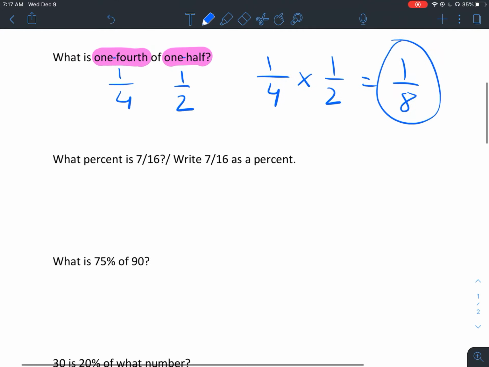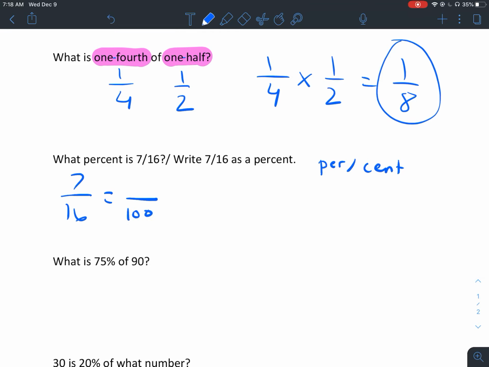The next question is, write 7/16 as a percent. There are two ways you can do this. We have the fraction 7/16. What a percent means, if you break it apart, is per cent. Per goes with the fraction bar, and cent means 100. So percent always means out of 100.